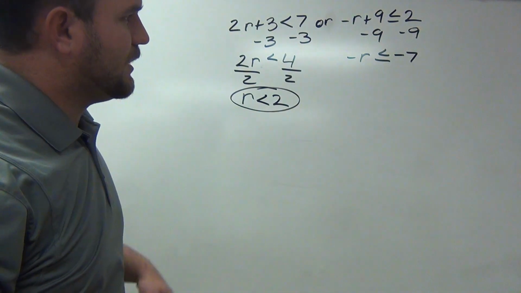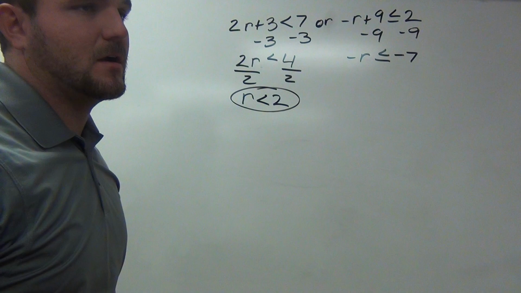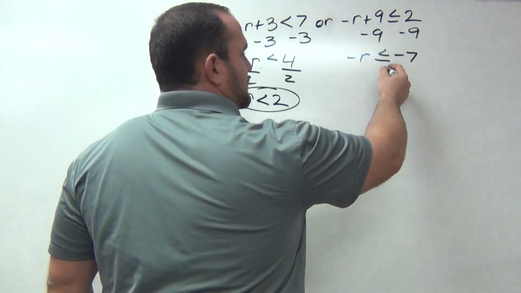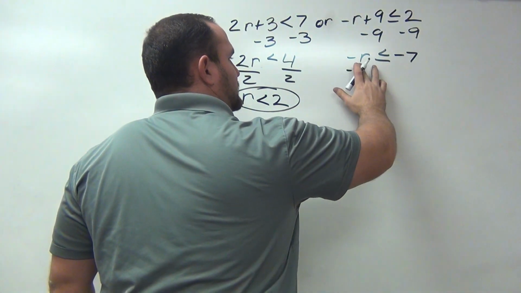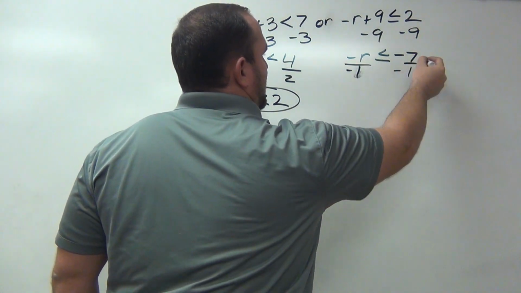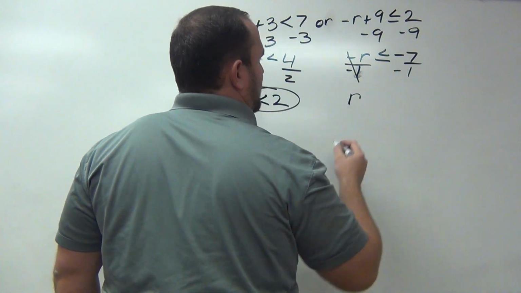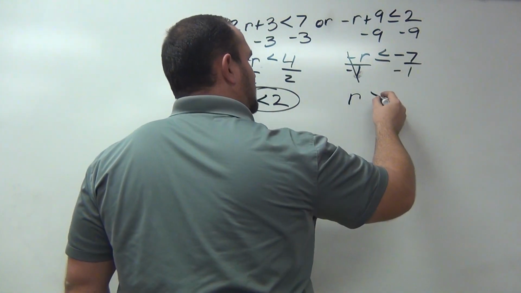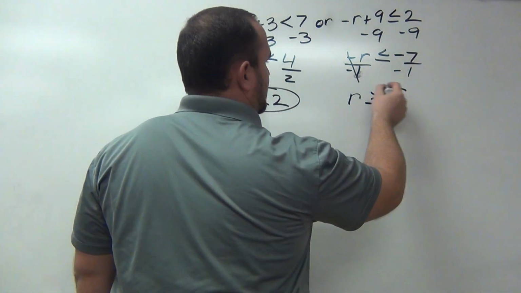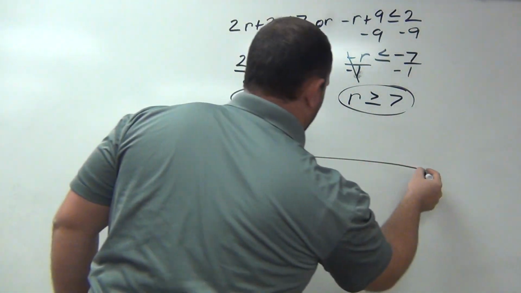Now this is the one that messes everybody up. We've got the negative r with the inequality, so we have to flip the sign around to make this work. So divide by negative 1 on both sides. That takes away the negative from the r, so we still have r. Flip the sign, and now we have a positive 7. There we go.